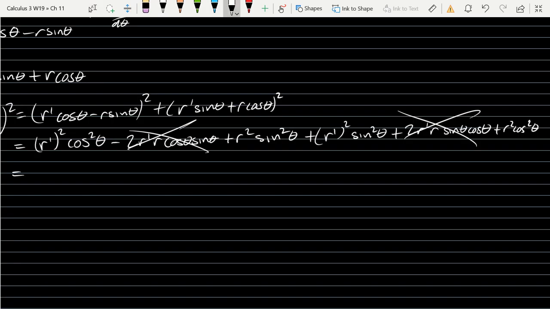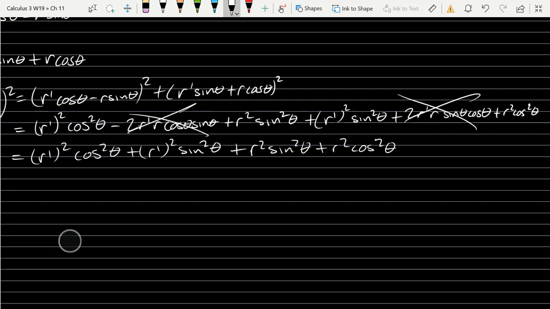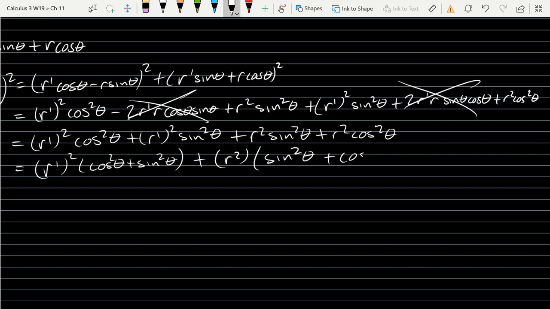So what's left over? I'm going to group up the r prime terms first. We got r prime squared cos squared plus r prime squared sine squared. And now the regular r terms, r squared sine squared plus r squared cos squared. Now my favorite F word, we're going to factor right here. Factoring out the r prime squared from the first two terms and the r squared from the second terms. So we got r prime squared times cos squared plus sine squared plus r squared times sine squared plus cos squared. All right, what is cos squared plus sine squared? 1. And then of course sine squared plus cos squared is 1.